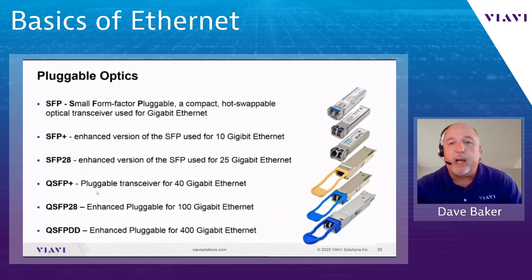SFPs are the smaller form factor. QSFPs are a little bit larger form factor, and they support higher rates. So at the low end, a regular SFP would only support 1 gigabit Ethernet, but SFP+ can go to 10 gig, and there's even SFP28s and 56s for 25 and 50 gig Ethernet. QSFPs today typically start at 40 gig, but QSFP-DDs support the latest Ethernet rate. We're starting to see 400 gigabit, but they're plugged into switches in order to provide the optical connection.